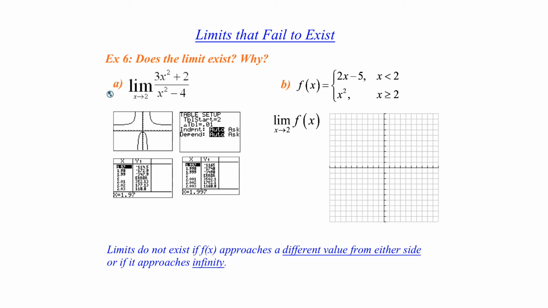So if you take a look at the first one, the limit as x approaches 2 of 3x squared plus 2 divided by x squared minus 4. I've graphed it for you so you can see what we're looking at here. We changed our table setup to a table start of x equals 2, because that's what we're looking at as x approaches 2. The table starts at 2, and then we change the table step to 0.01, so we put 2 in the middle so we can see the symmetry.